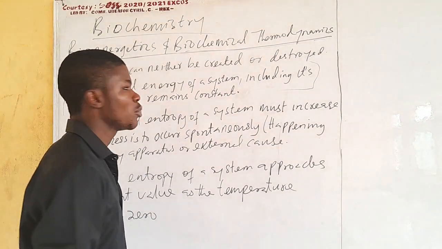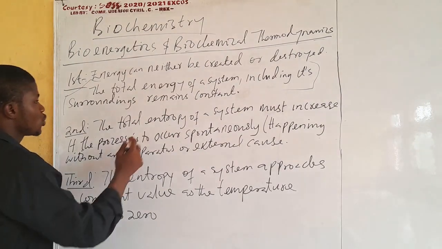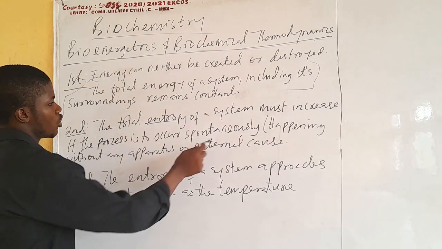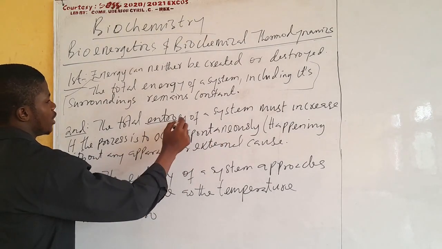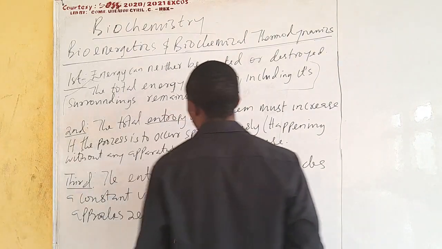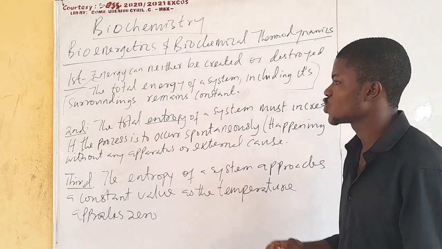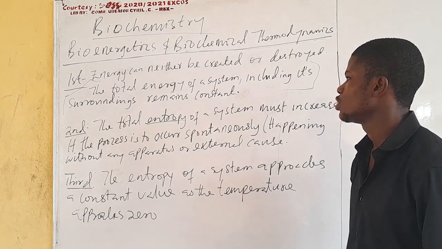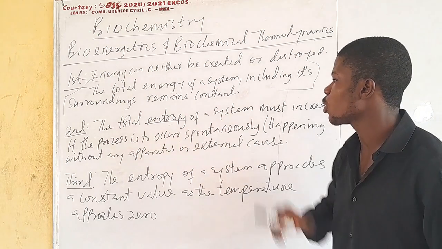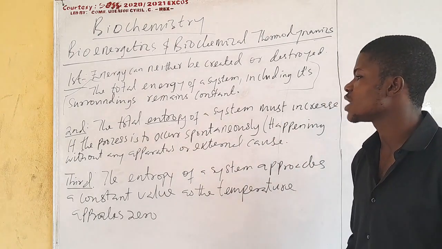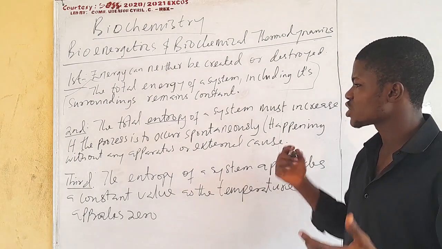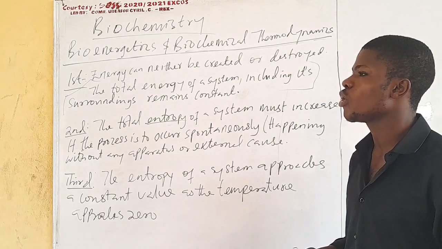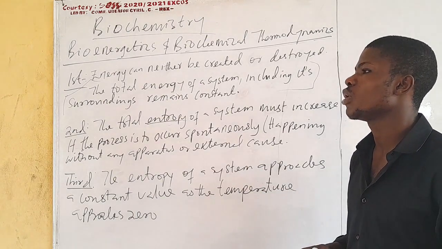Now the second law of thermodynamics is that the total entropy of a system must increase if the process is to occur spontaneously. Now what is entropy? Entropy is the degree of disorder during chemical reactions. So if the entropy of a system must increase, it means that the biochemical reaction is to occur what? Spontaneously. It is to occur spontaneously.